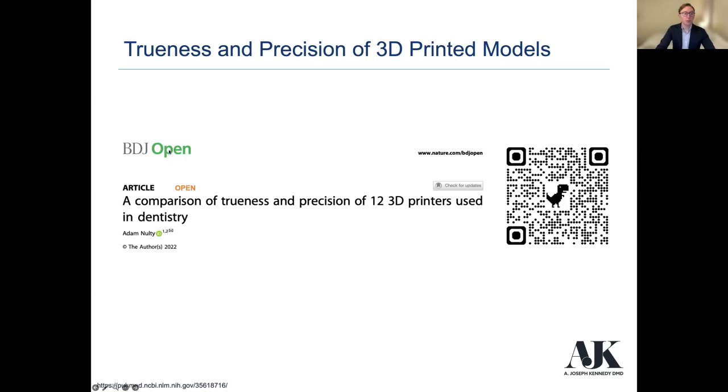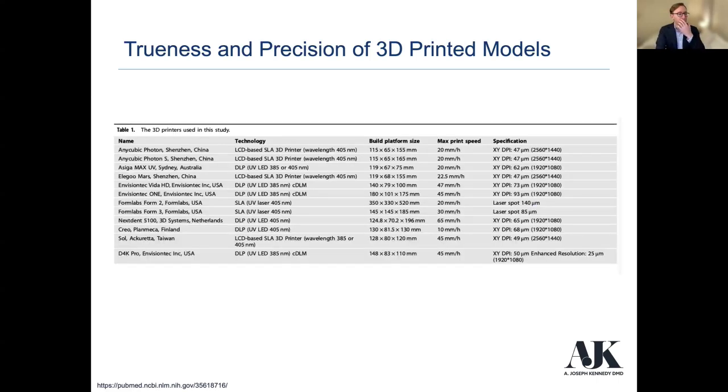This is an article from 2022 in the BDJ Open, and you can see how they compare the trueness and precision of different 3D printers that are used in dentistry. They took a look at 12 different ones. These are the list of 12. They've got Formlabs on there, and some of the other ones. All of these vary in the technology that they use. We were talking about DLP and SLA. We're moving towards an LCD or LED based DLP or SLA, which is the newer thing since this article was published in 2022. But these all vary in price and the technology that they use.